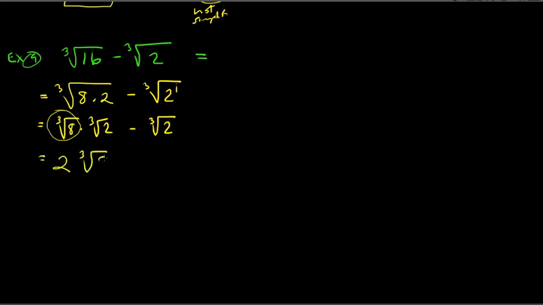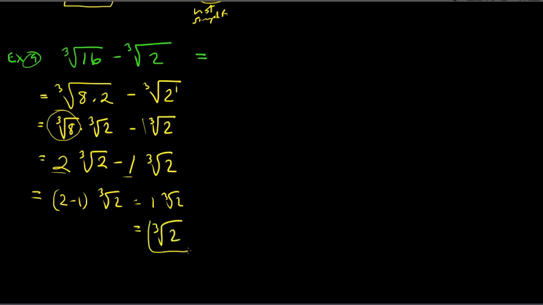So this is 2 times the cube root of 2 minus, and it might help to put the invisible 1 here, 1 times the cube root of 2. So this is just 2 minus 1 times the cube root of 2, which is just 1 cube root of 2, and we don't need the 1 in front. So all of this is just the cube root of 2.